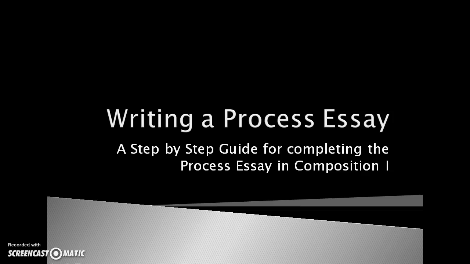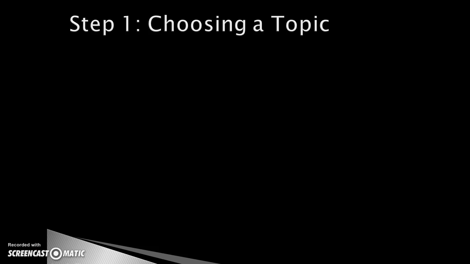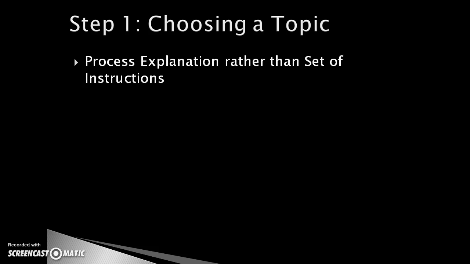This video is a quick guide for writing the process essay. The first step is to choose a good topic. The number one thing to consider is whether or not the topic you have chosen allows for a process explanation rather than a set of instructions. The chapter covers this a little bit more, but a process explanation will give you a little bit more in-depth material that you can cover, a little bit more analysis, and so you want to choose a more complex topic.